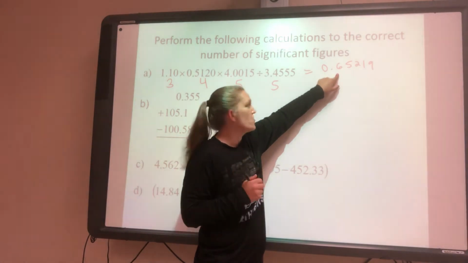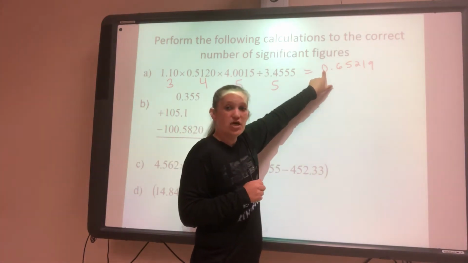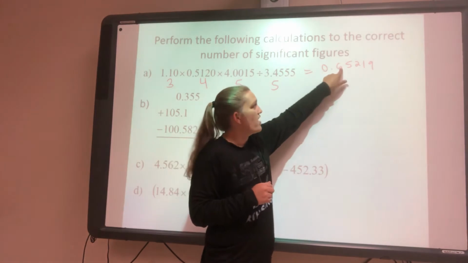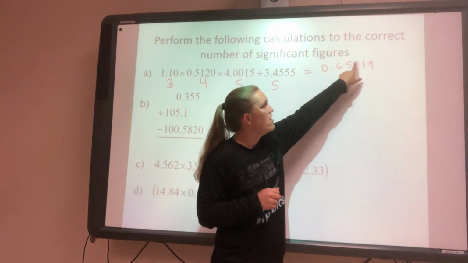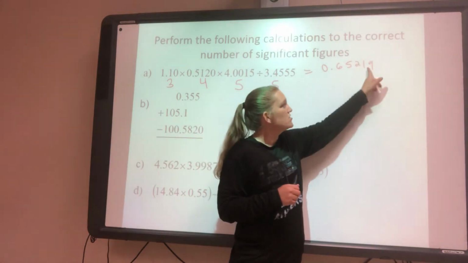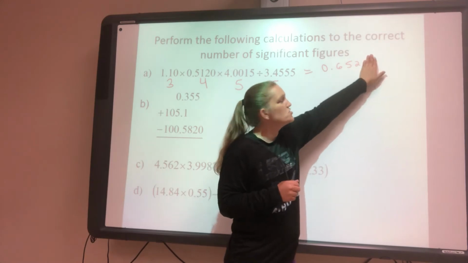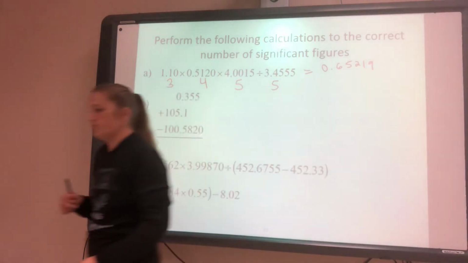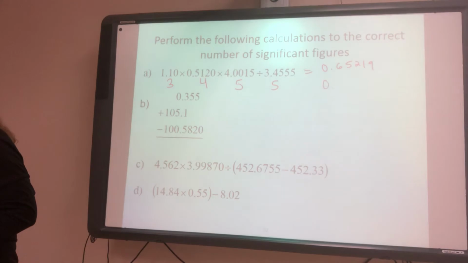I rounded to 3. The 0 is a leading 0, so that means it doesn't count. That counts. That counts. That counts. So we stop. It's a 1, so we round down. So our number is just 0.652. We can only have 3 significant figures.